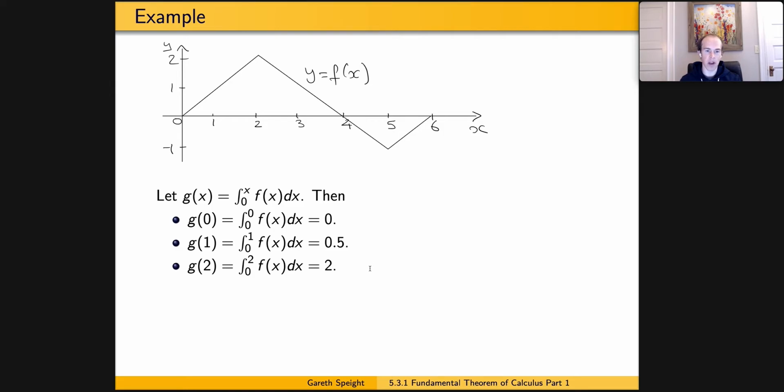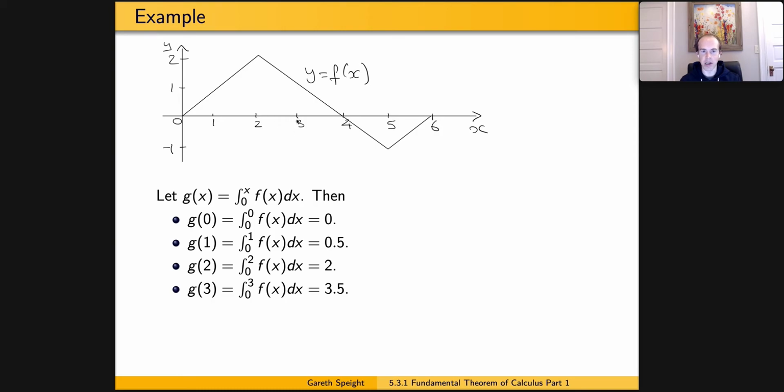And we keep going, right? For g of 2, we plug in x equals 2, we get the integral from 0 to 2. So we look at the signed area from 0 to 2, and we can see it's a larger triangle that's 2 by 2. So the signed area is going to be a half times 2 times 2, which is 2. Okay, and then we keep going.